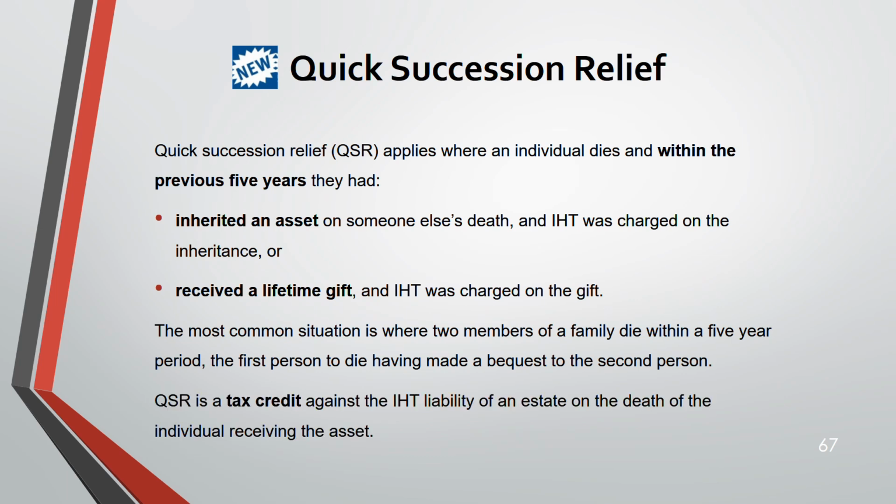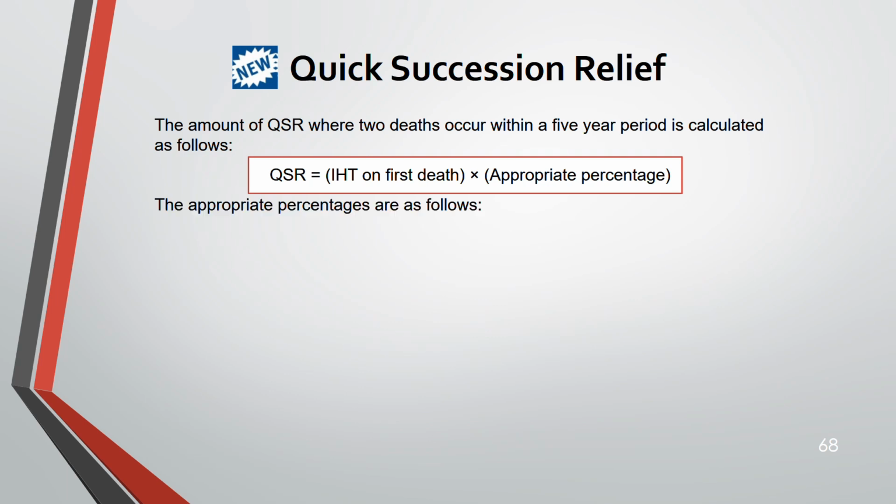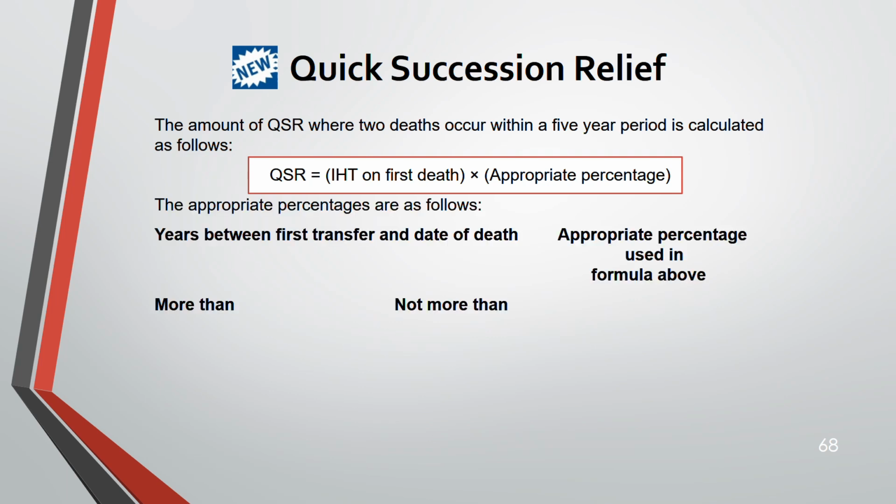So QSR is a tax credit against the IHT liability of the estate on the death of the individual receiving the asset. Whoever is receiving that asset, against his tax there will be a tax credit. Now the amount of QSR where two deaths occur within a 5-year period is calculated like this. Take the IHT on the first death and apply the appropriate percentage. It depends on the years between the first transfer and the date of death. Remember, your taper relief depends on more than 3 years and less than 7 years before the death.